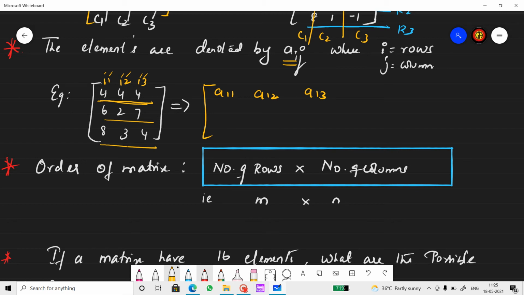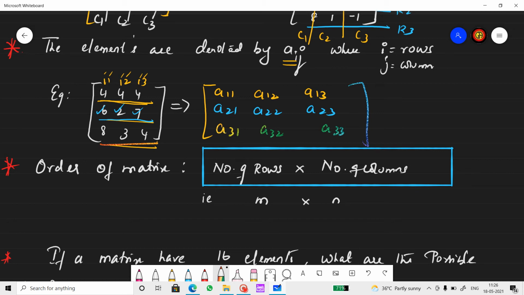Likewise, when you come to 6, it is A21 because it is the second row but first column. Then A22, second row, second column. Then A23. And then the last row, which is A31, A32 and A33.